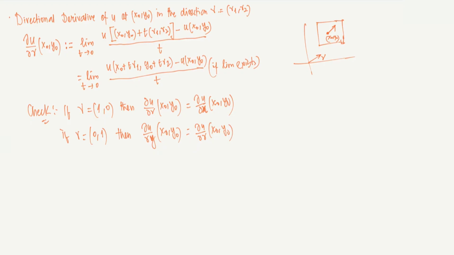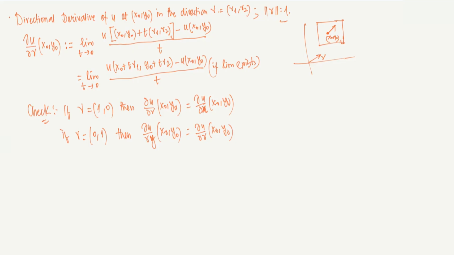See here, one small detail I have missed. We'll always assume that the norm of gamma is 1. This is just a technical thing. You may not have to assume it, but generally in most books they assume it, so we are just assuming it like this. So what is this? This is basically a generalization of this idea of partial derivatives.